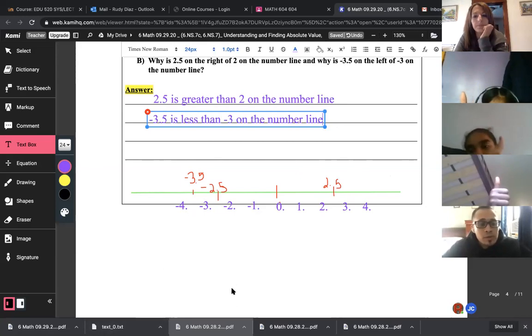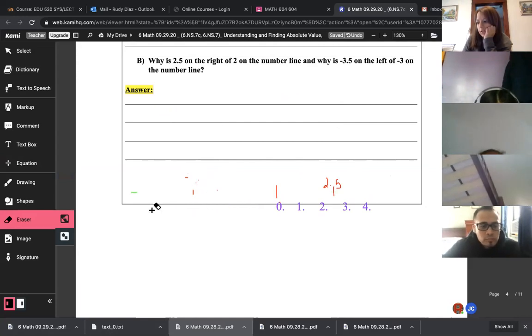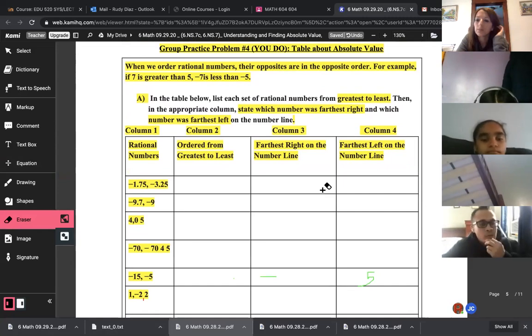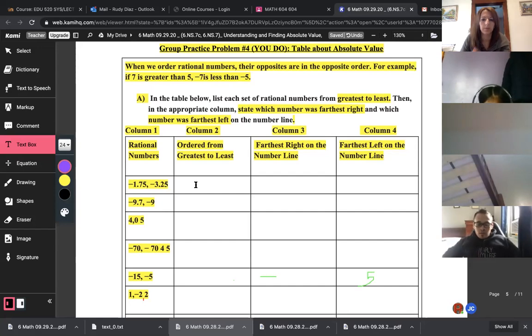All right. That being said, I'm going to kick it up a notch, and we're going to go a little bit faster, because I'm wasting too much time on this. Mr. R, for the next problem, when they have to do the order, we can just pick like 3 to do with them. All right. So this is a little bit more of what you guys will be doing, so you might want to pay attention, okay? It says, when we order rational numbers, their opposites are in the opposite order. For example, if 7 is greater than 5, then negative 7 is less than negative 5. I'll give you a little hint what's going to happen.